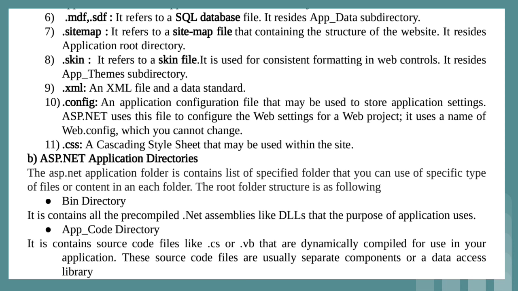Then we have .config. Basically there is one file, web.config, which is available by default. The config stands for configuration. So this is nothing but the application configuration file that may be used to store application settings. Means if you want to set a username or password for your web page when we execute it, in that situation we can make all the password related settings inside the config file. So basically it is related to the configuration of your specific page. For each and every web page we have this web configuration file.